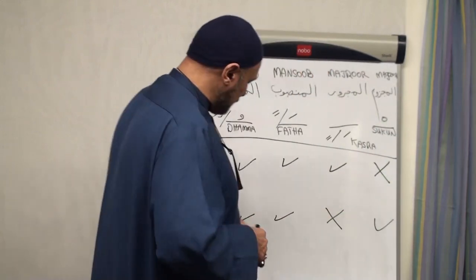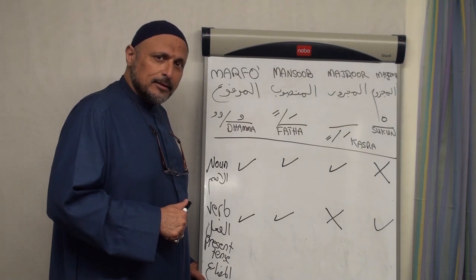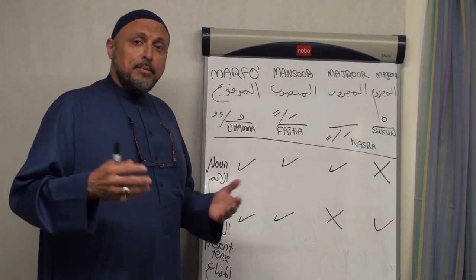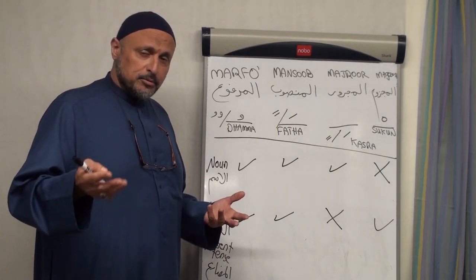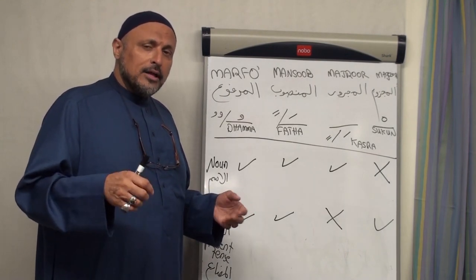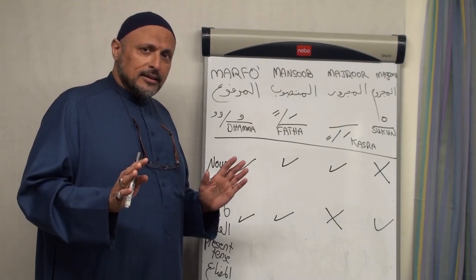Imperative, fi'l amr, is also like that. Do something. It is mabni. So in Arabic language, the tense which is changeable, which is mu'rab, is al-fi'l al-mudari', the present tense. The rest of the tenses, the particles, tools, or prepositions, are all fixed. Like fi, in, aw, wa, all these things are fixed. They're always mabni.